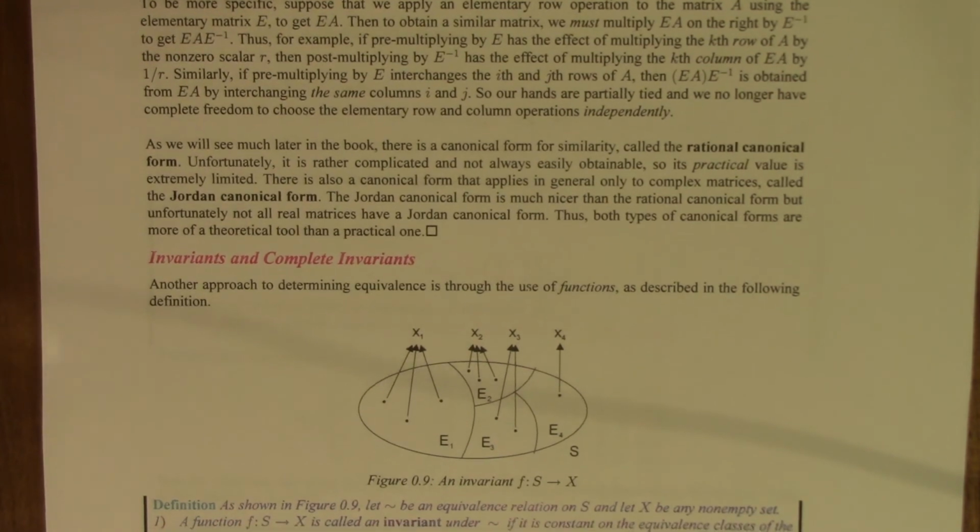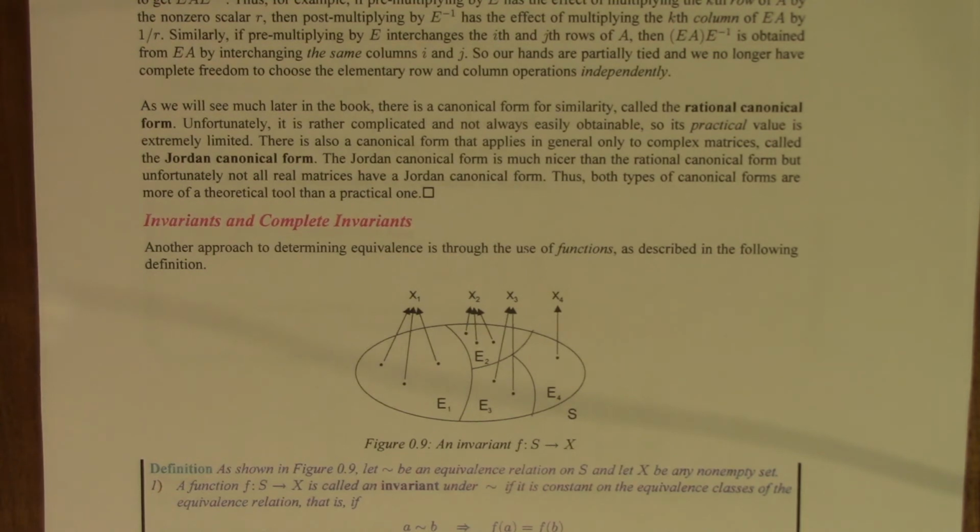As we'll see much later in the book, there is a canonical form for similarity. It's called rational canonical form. Unfortunately, it's quite complicated and not always easily obtainable, so its practical value is very limited. It has theoretical value, to be sure.